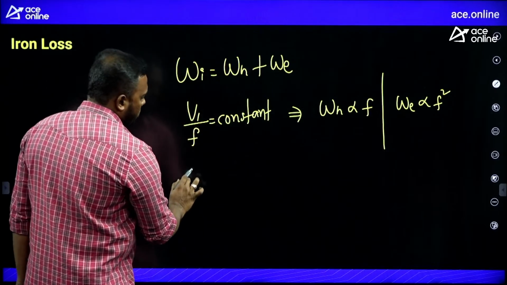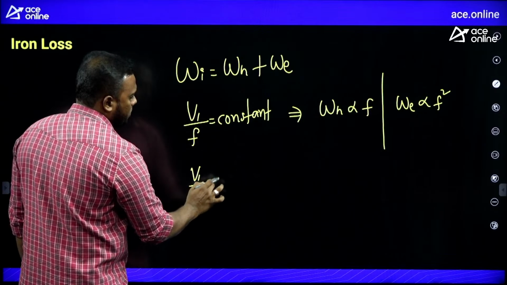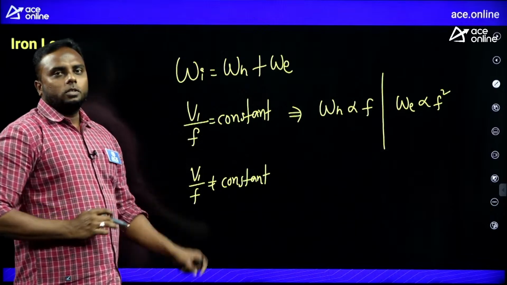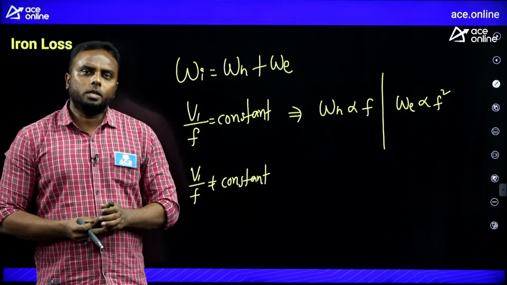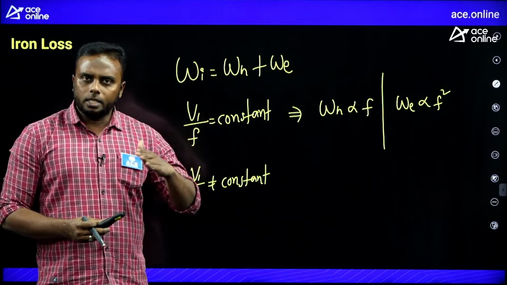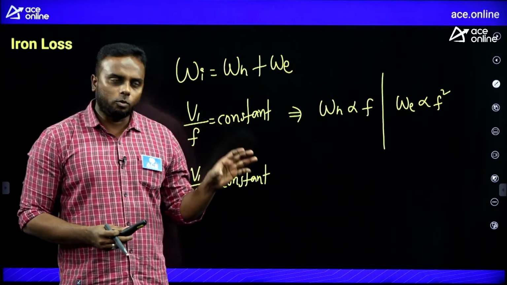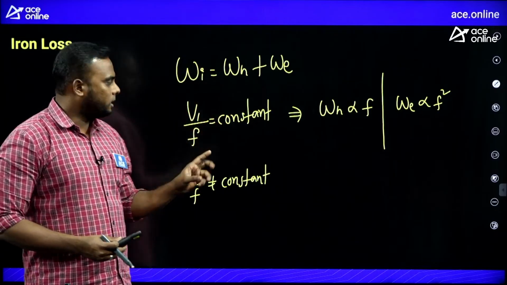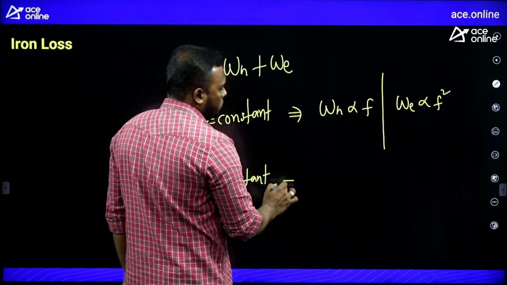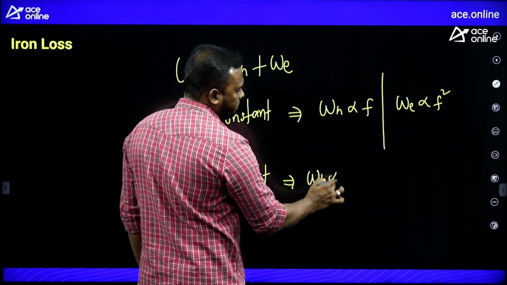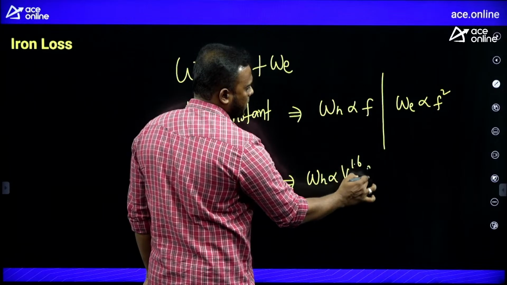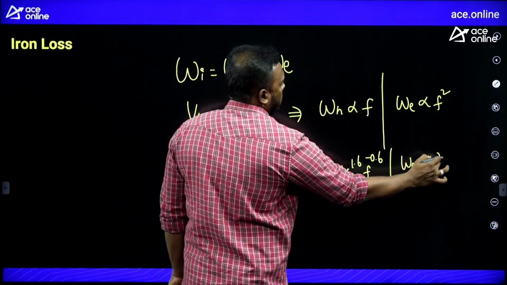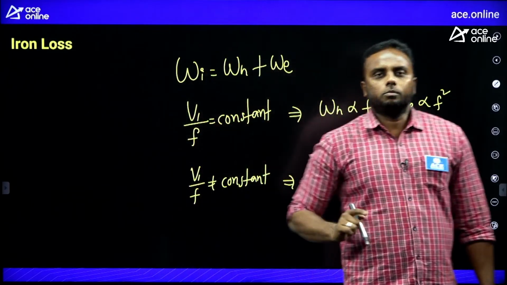Next, whenever the voltage to frequency ratio is not constant, how do we know whether voltage by frequency is constant? This depends on the data given in the question, and we have to understand how they are changing voltages and frequencies. They are changing proportionally or not. Check this ratio: is the V by F value the same or not? If it is not the same, it is case 2. In case 2 we have hysteresis loss proportional to V1 power 1.6, F power minus 0.6, and eddy current loss proportional to V1 square. Okay. So these two cases are important for iron loss.